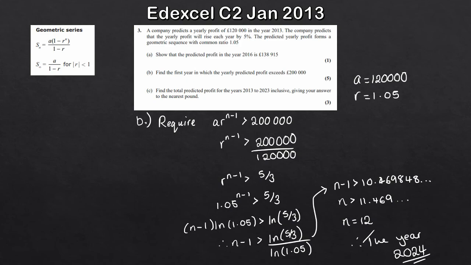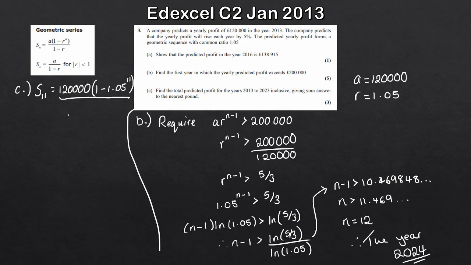And then finally, we want to find the total predicted profit here for the years 2013 to 2023, inclusive. So part C, again, this is a summation question. If we're including the years 2013 to 2023 inclusive, then that's going to be the sum of the first 11 terms, or the first 11 years. So in that case, that's going to be A, so 120,000, times 1 minus R, so 1.05 to the power of 11, and we divide all of this by 1 minus R.